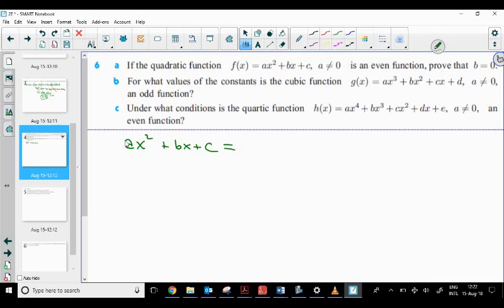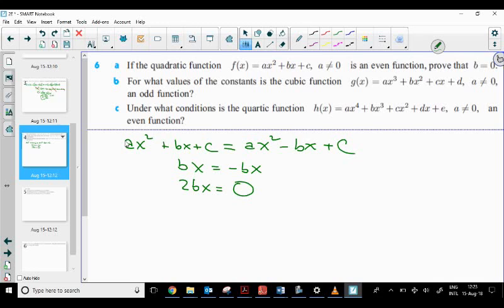This is f of negative x. When I square negative x, I still just have ax squared, but now it's going to be minus bx plus c. We can see from this that things are going to cancel, and I'm going to have bx is equal to negative bx, or 2bx is 0. That's only going to be true all the time if b is equal to 0.